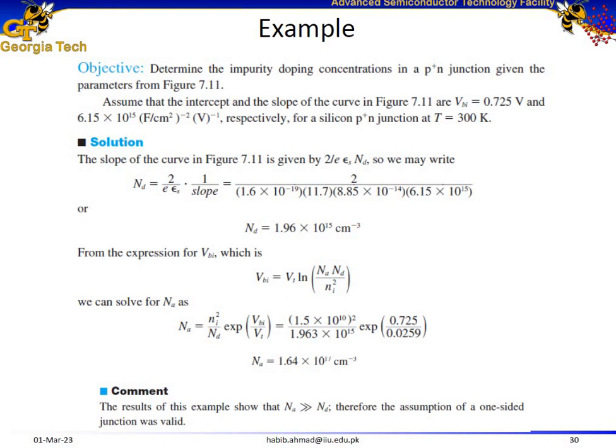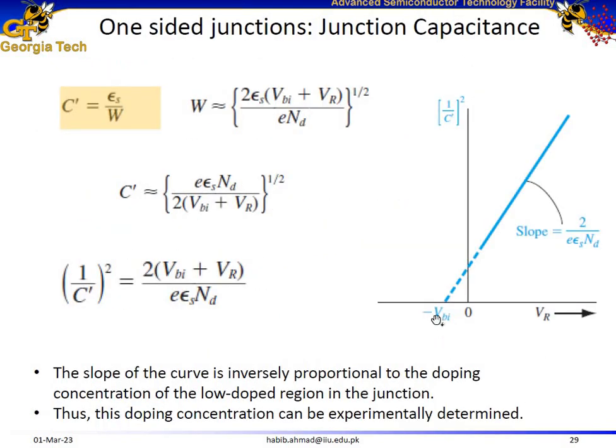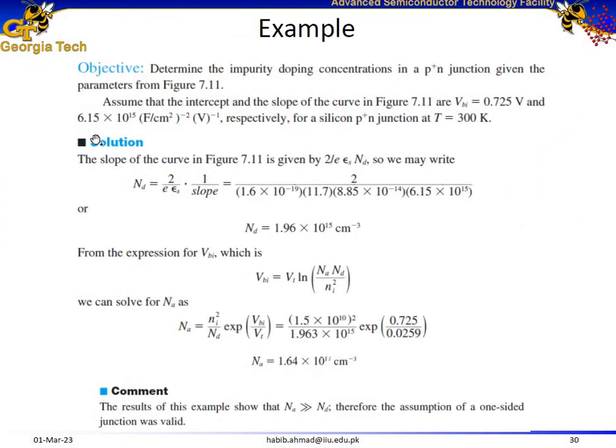Here is an example for a one-sided junction. We have to determine the impurity concentration in a p plus n junction given the parameters from figure 7.11. This is figure 7.11. Assume that the intercept and the slope of the curve are as follows. The intercept, VBI, is 0.725, and the slope is 6.15 times 10 to the power of 15 farad per centimeter square, to the power of minus 2, times V to the power of minus 1. This is the unit of the slope for a P plus N junction at T equal to 300 Kelvin.